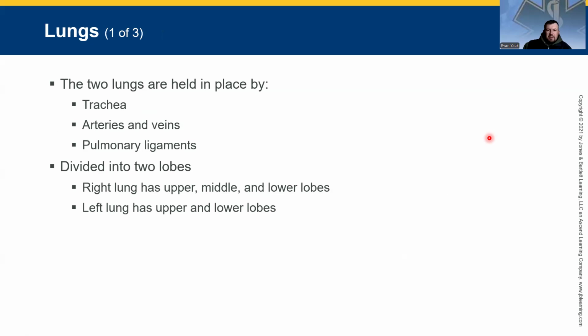They're held in place by your trachea, arteries and veins, and the pulmonary ligaments. It divides into two, so you've got your left lung and right lung. Your left lung has two lobes. Your right lung has three lobes, and that's due to your heart being more to the left. So there's only two lobes on that left side.